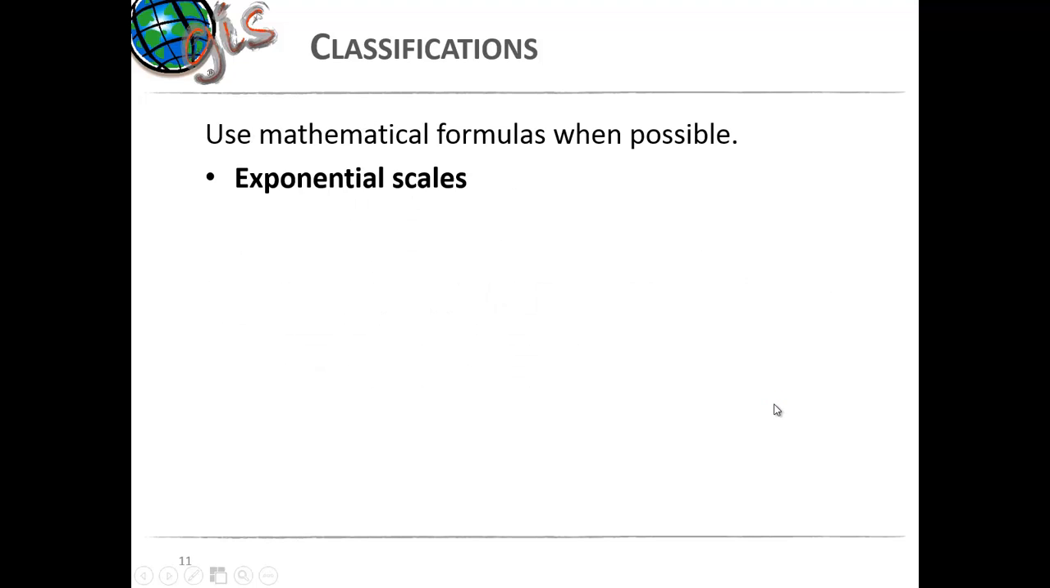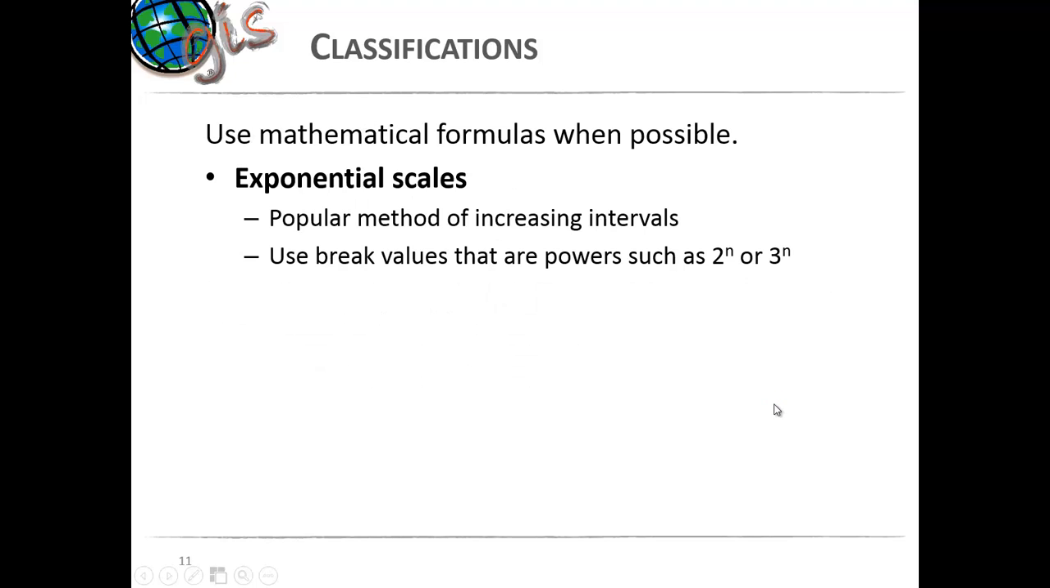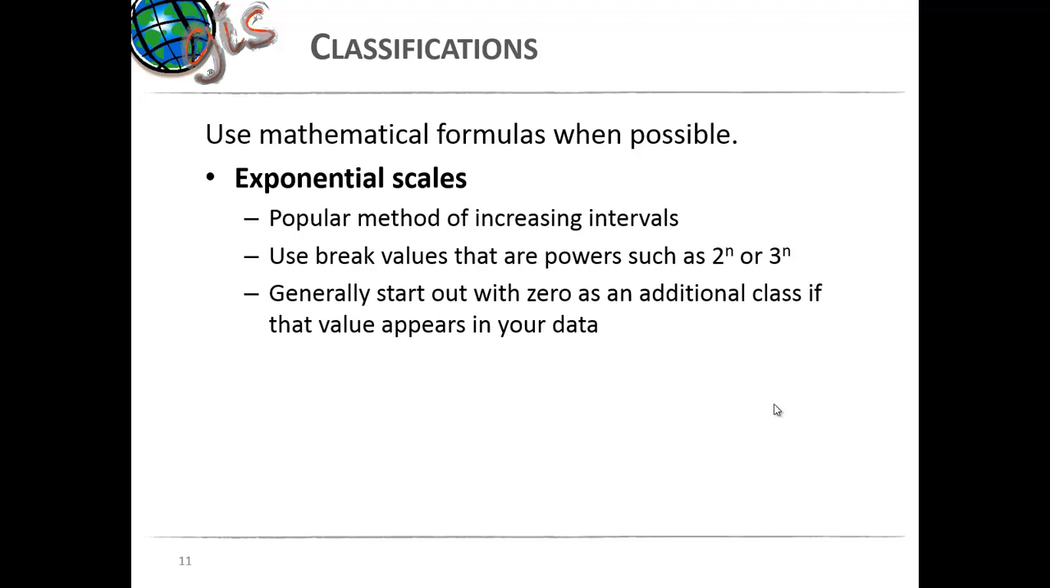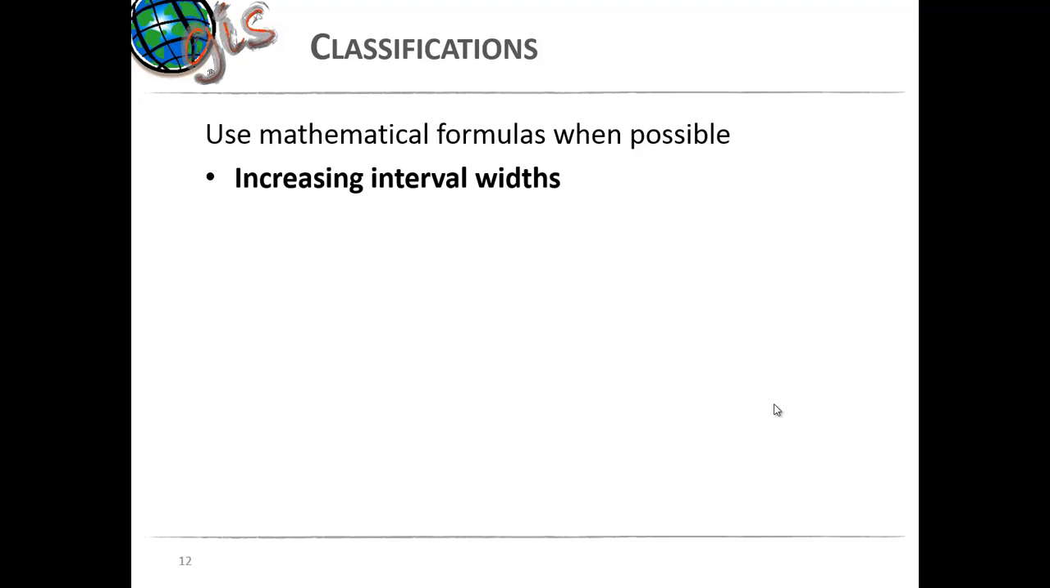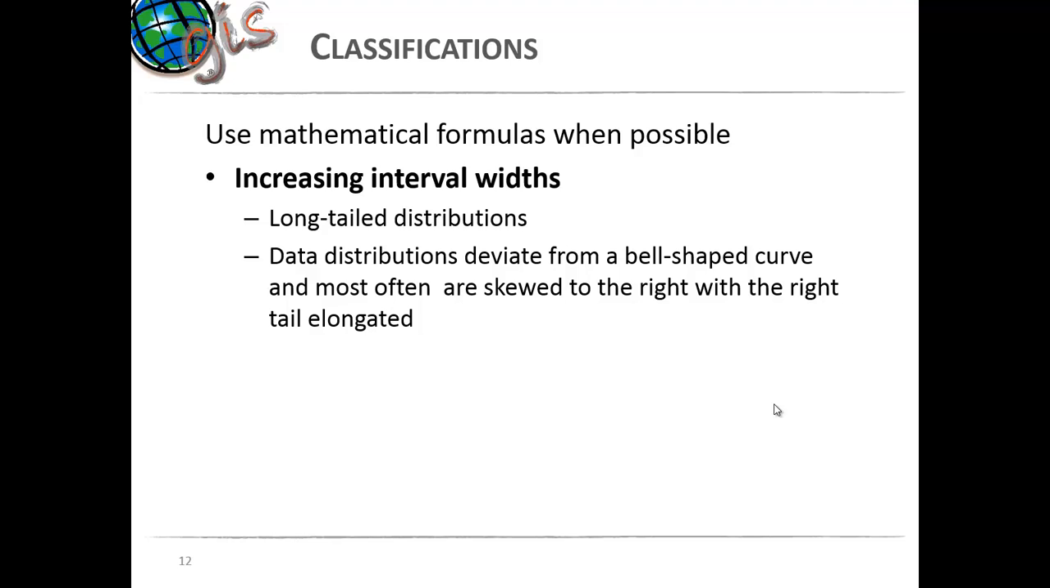And moving on, there are exponential scales, which is a popular method of increasing intervals based on a mathematical formula like 3^n or 2^n. It generally starts out with 0 as an additional class. So it depends on how your data is laid out, essentially, and then you can use increasing interval bits also for long tail distributions, where the data distributions deviate from a bell-shaped curve.